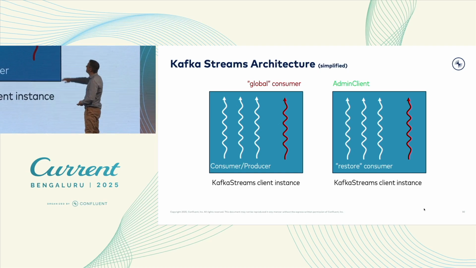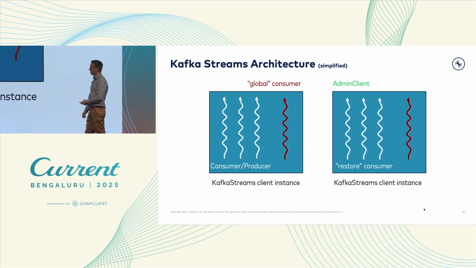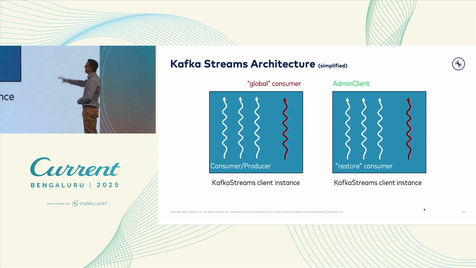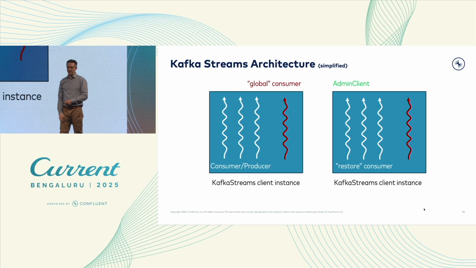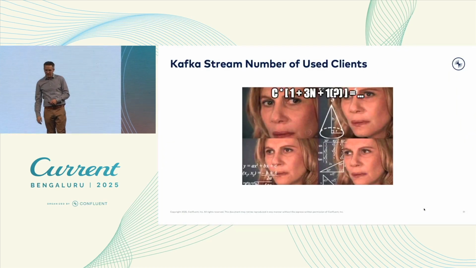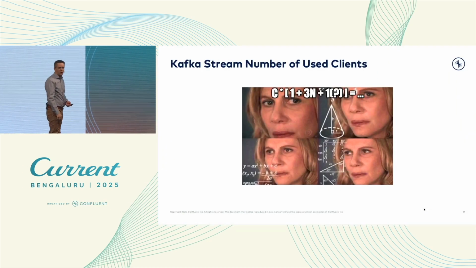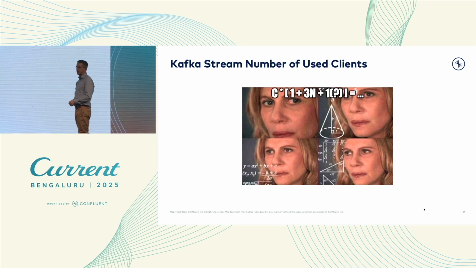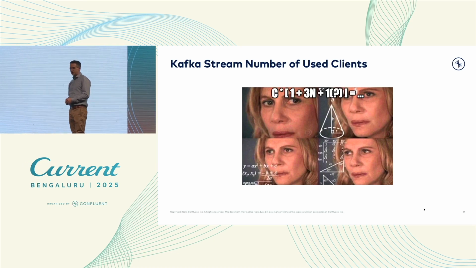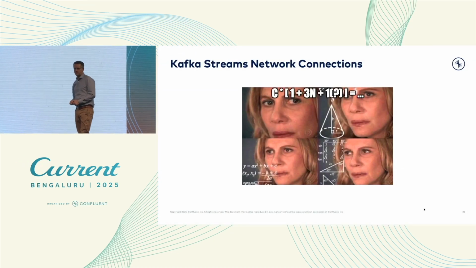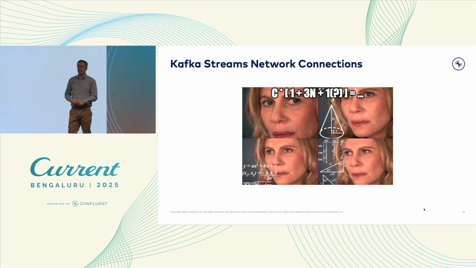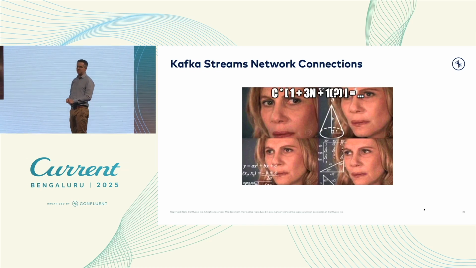And then obviously, we also have a global consumer for the global thread. And then every instance also has internally an admin client for all kinds of reasons. So there's an additional admin client. So now let's do the math. That's a lot. And just having a lot of clients is obviously, from a software development point of view, not great. But the actual problem is that every client has a network connection. So in Kafka Streams, we have a lot of network connections, and that's not efficient.